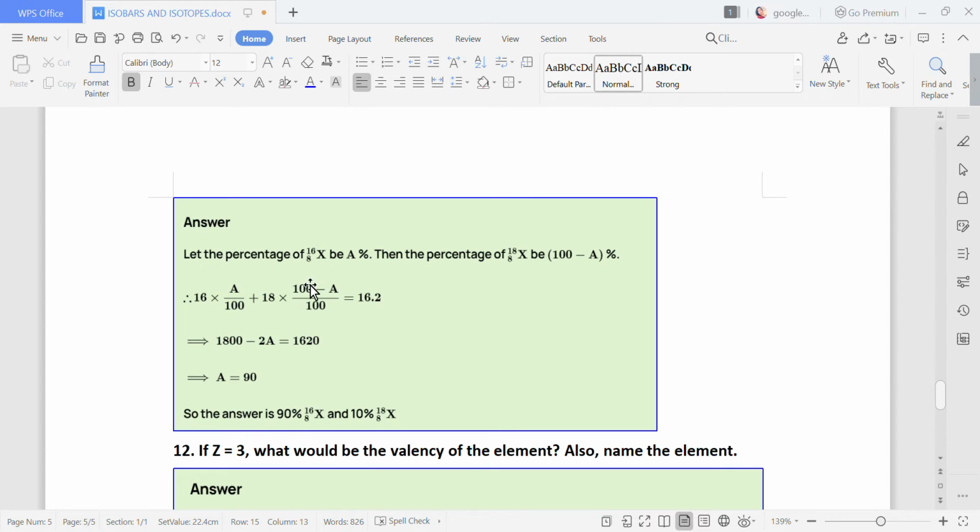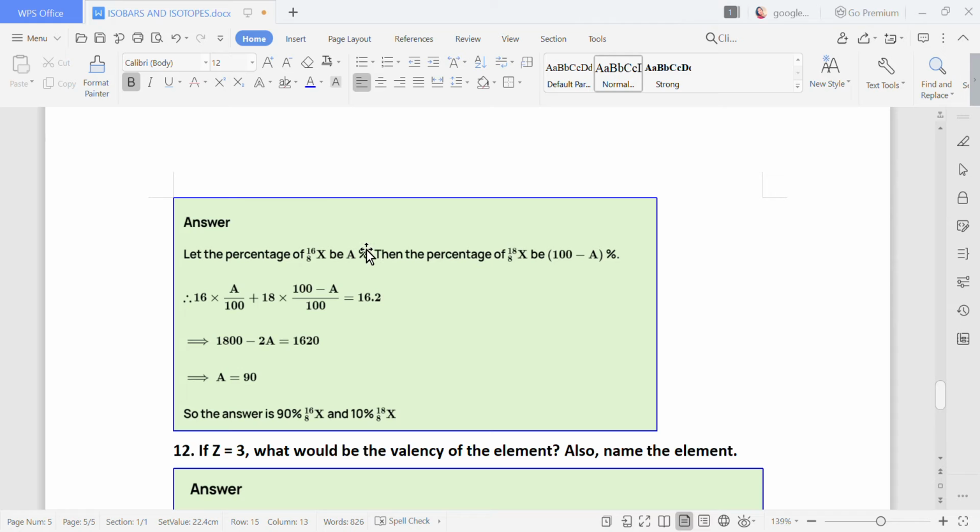See, let the percentage... Now there are two isotopes, children. One is 16.8x and the other one is 18.8x. Now percentage is always from 100. Remember that percentage is always from 100. So let us take this. Let the percentage of first isotope be A, right? If the percentage of first isotope is A, then the percentage of second one will be 100 minus A.